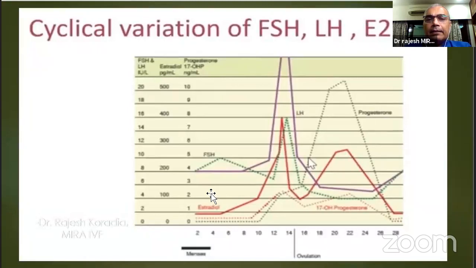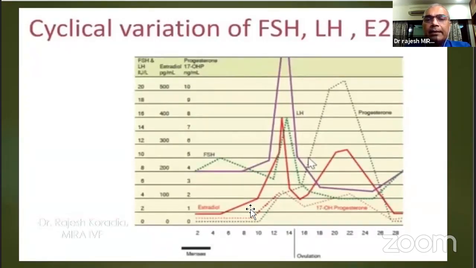Till then, the LH level is at basal level. Progesterone is also at basal level. This is how early folliculogenesis goes on. Now what happens? When the estrogen level crosses more than 100 picogram, the dominant follicle, harboring the oocyte, gives a signal that it is ready to ovulate, and so it gives a signal to initiate the LH surge.